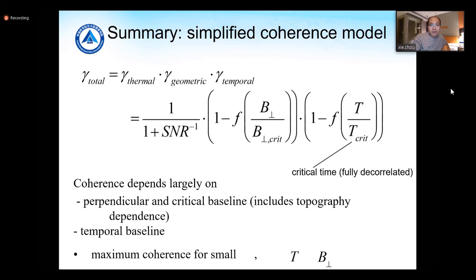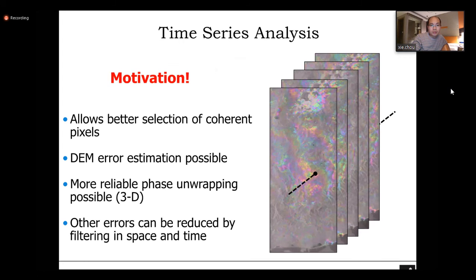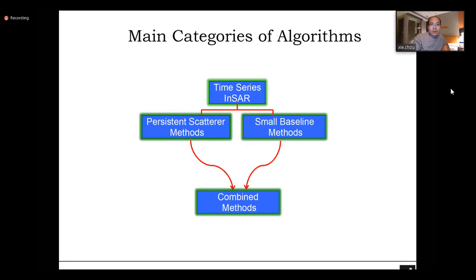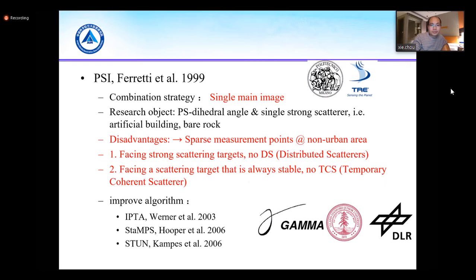Here is given a simulated coherence model. Based on the coherence model, all the interferograms can be analyzed together. It's called time series analysis. This kind of time series analysis can be developed into the persistent scatterer method or the small baseline method.